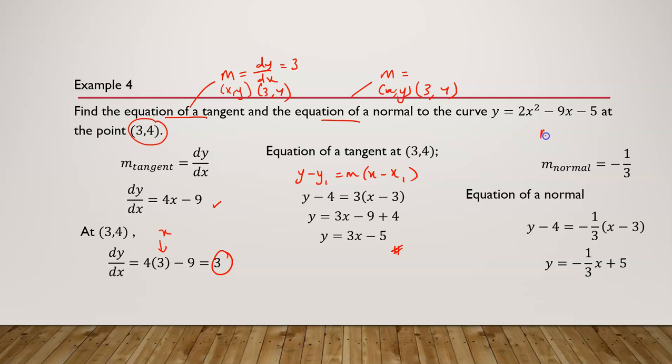So we are using m1 m2 equals -1. So your normal gradient is -1 over 3. So by using the same equation, at the same point (3, 4), you will get the equation of your normal is y equals -1 over 3 x plus 5.